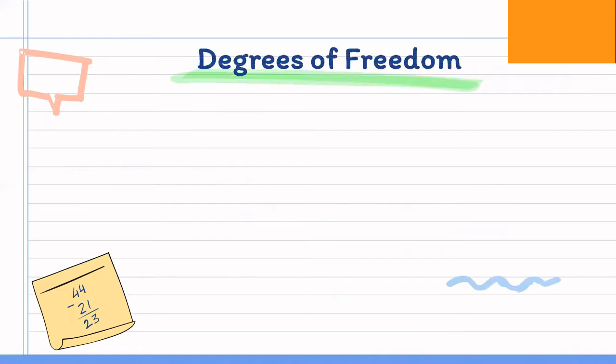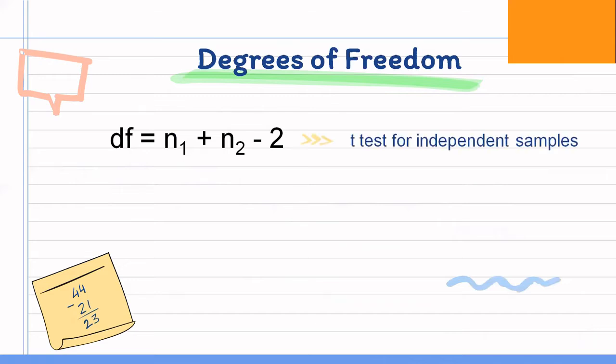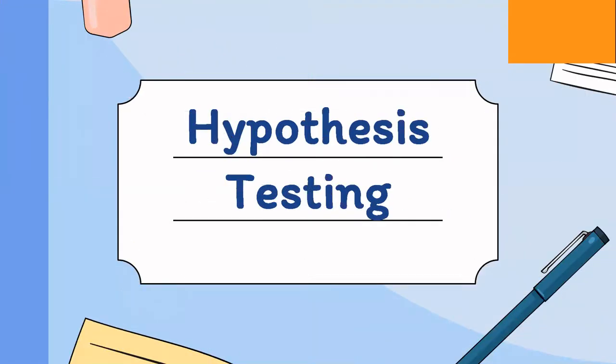Next, let's talk about the degrees of freedom. How do you find the degrees of freedom? As I've said, you just combine the two sample sizes and subtract 2 if it's a t-test for independent samples. And if it's for correlated samples, you just use n-1, or the sample size, subtract 1 from it, and then you get the degrees of freedom.